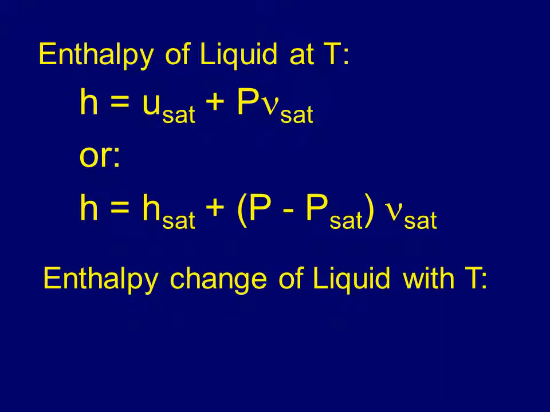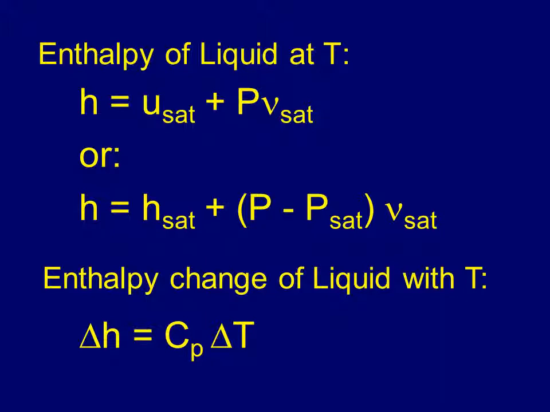So now suppose we want to find the enthalpy change of a liquid with respect to temperature. We can just use Cp. This is a good approximation for temperature change on enthalpy. Just use Cp of the liquid times delta T.